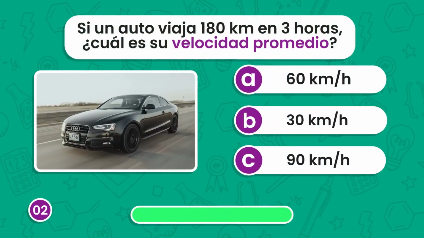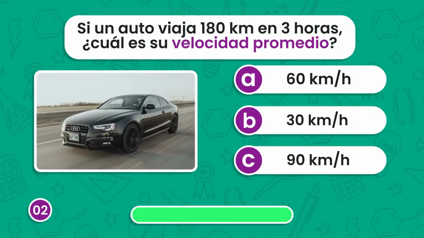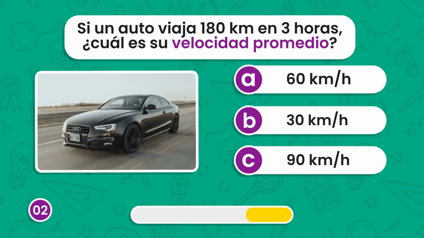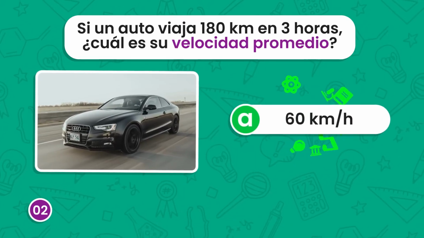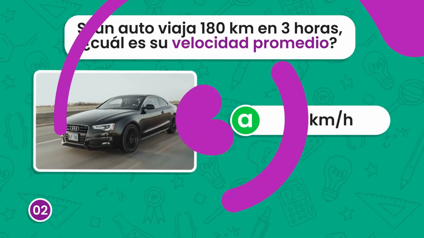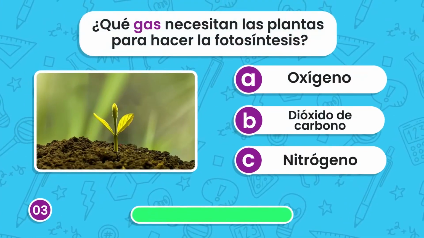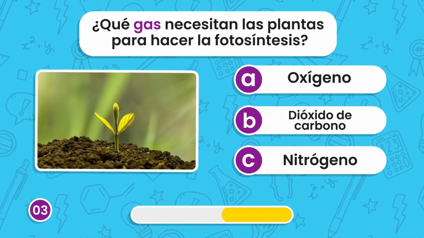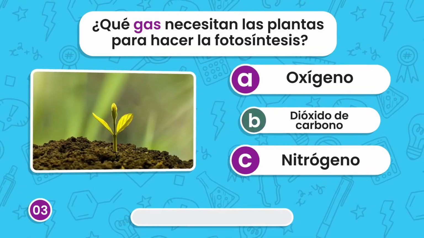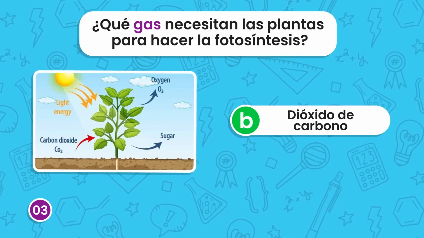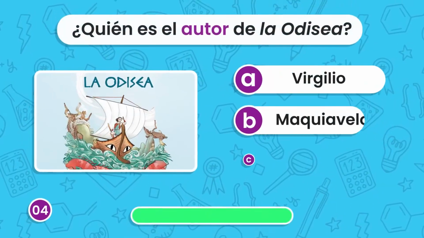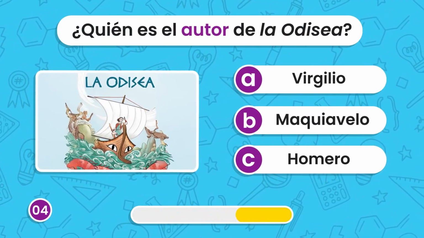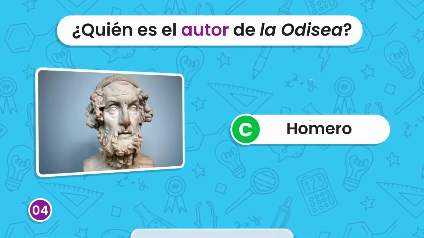If a car travels 180 kilometers in 3 hours, what is its average speed? 60 kilometers per hour. What gas do plants need for photosynthesis? Carbon dioxide. Who is the author of the Odyssey? Homer.